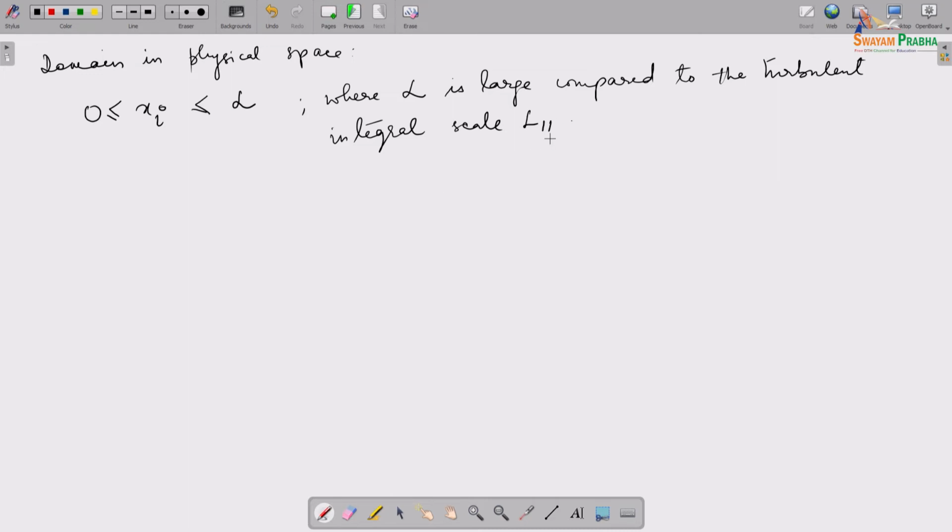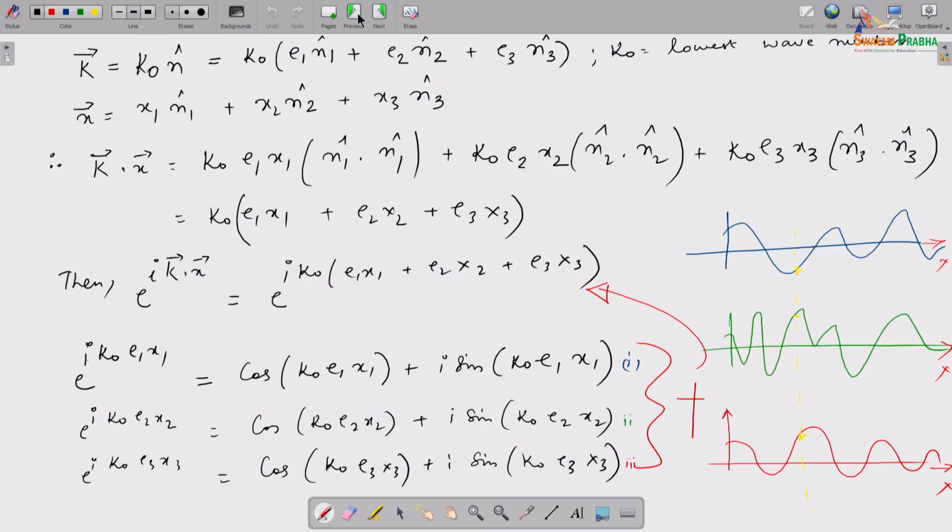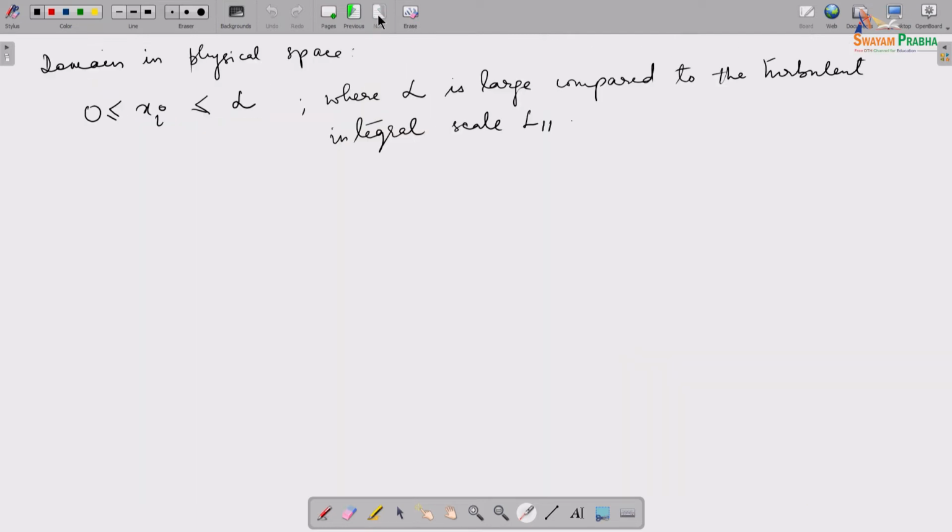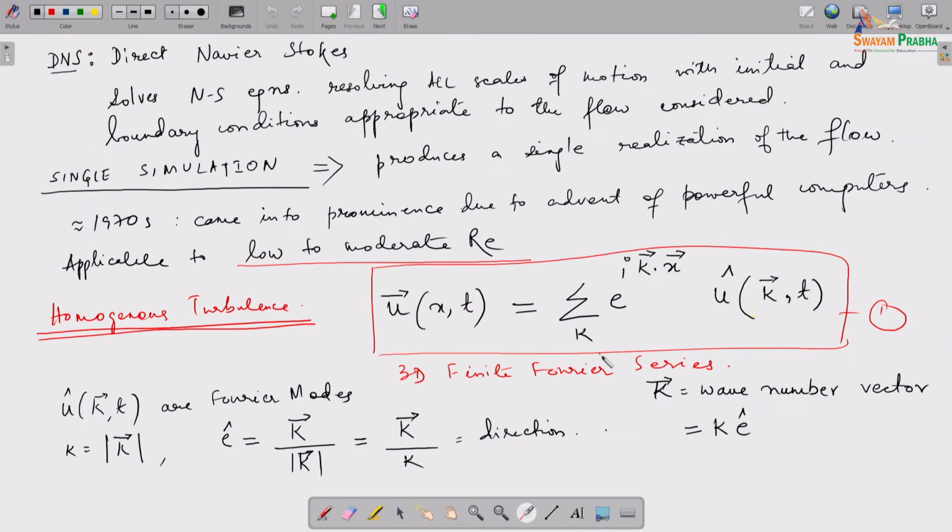You understand? So what is this x that we are talking about? Where is this x located? Because I have x1, x2, x3, so I'm talking about x, y and z. So I define a domain, this 1, 2, 3, such that each x is less than this L. Now this L is large compared to the turbulent integral scale, because what is the integral scale that we are talking about? Well, we are summing it up, so we are looking at all these x's within that domain.